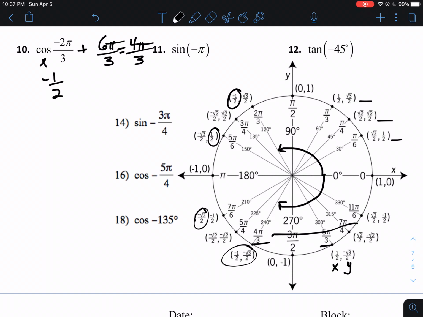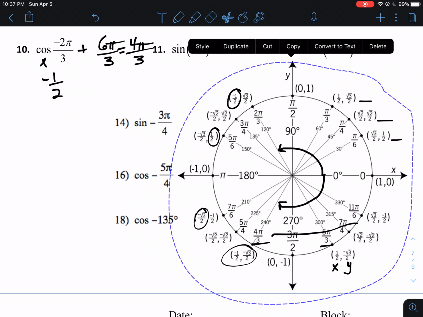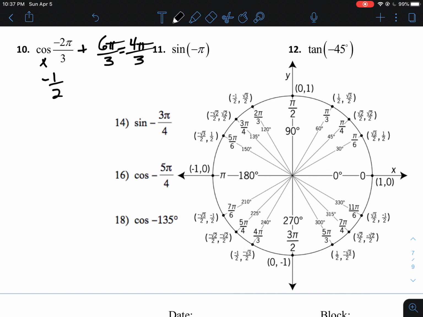Let's do another one kind of like that. Let me get rid of some of the scratch work that I've been doing on this circle. Okay, let's take a look at number 12. So number 12, we're looking for y over x of negative 45 degrees. And again, you can do that a couple different ways. First way would be if we went around positive 45 degrees, we'd end up here. So just do that same distance, but in a negative direction, you're looking at 315 degrees.